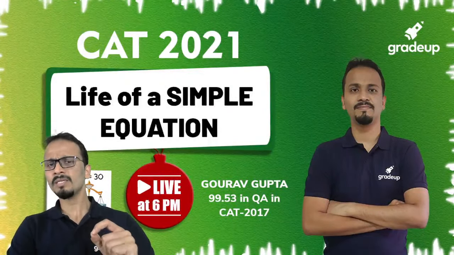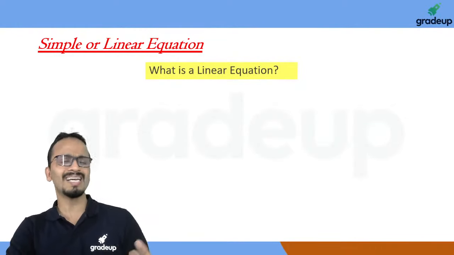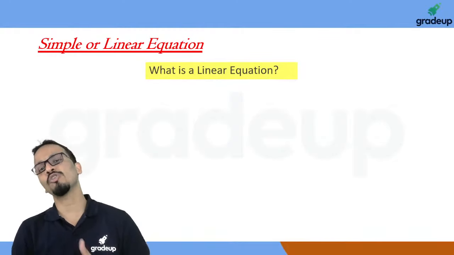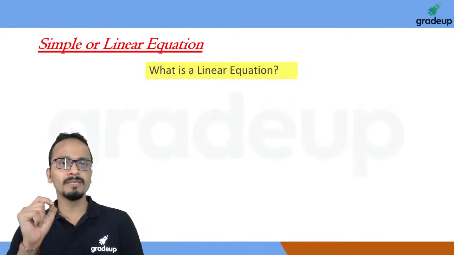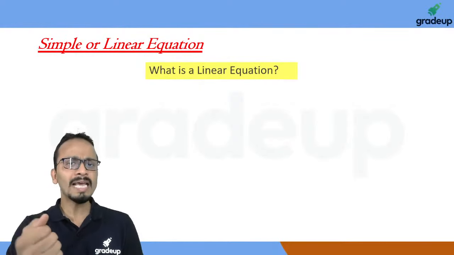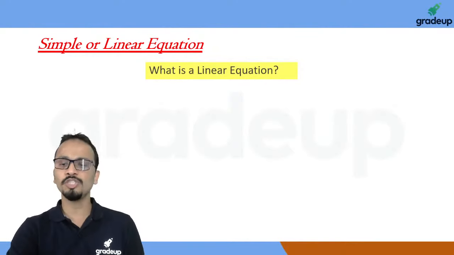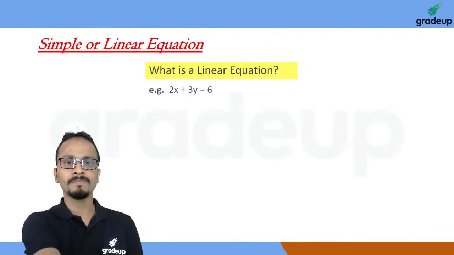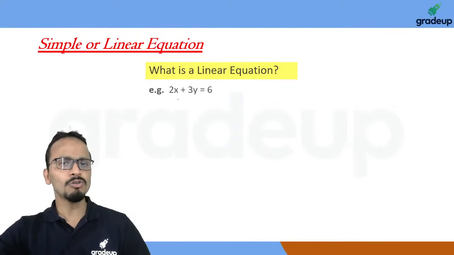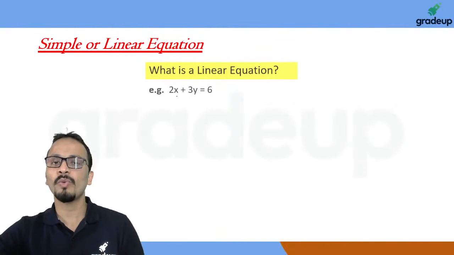Now, the first thing here is what is a simple equation? Like I mentioned, a simple equation can also be termed as a linear equation. So what is basically that thing? I'll explain linear equation by taking an example of a linear equation in two variables. Let us consider this example: 2x plus 3y equal to 6. Now this equation is a linear equation or a simple equation if the highest degree of this equation is 1.